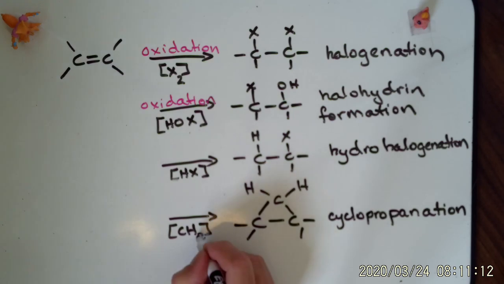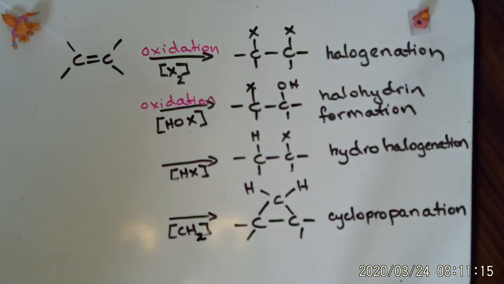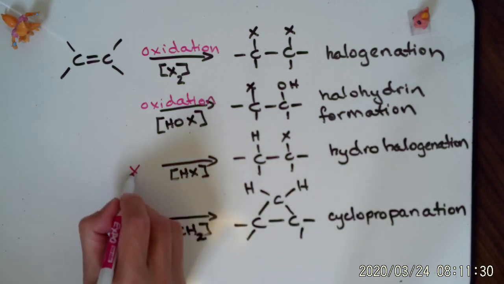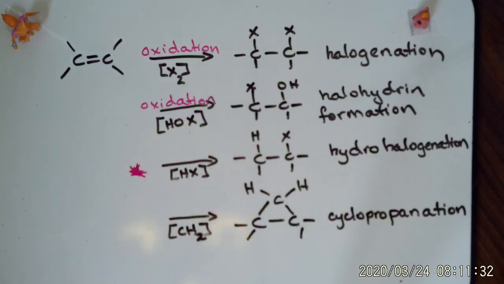Okay, so which one do we go with first? Let's talk about basically hydrohalogenation. Okay, so addition of hydrogen halides to alkenes. We're going to do this one first.